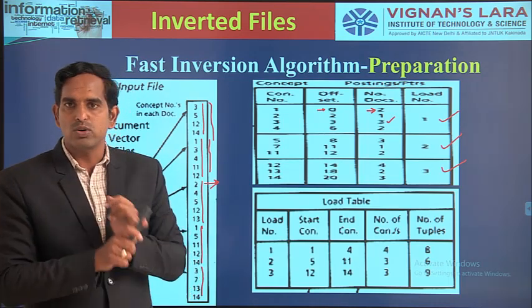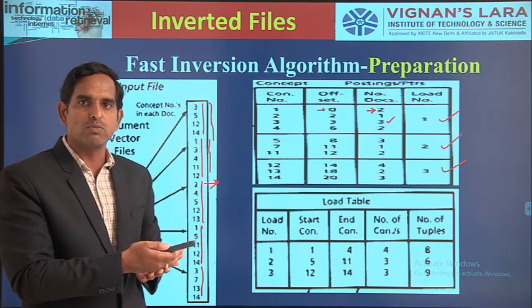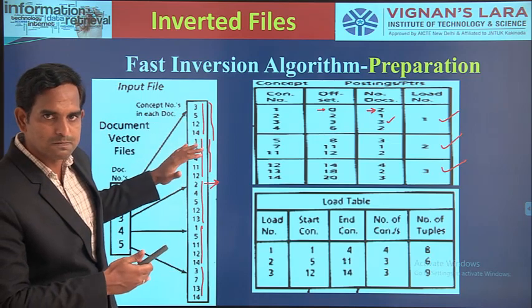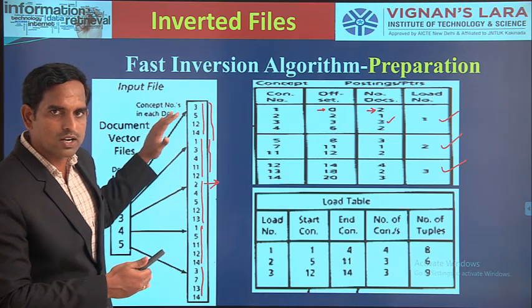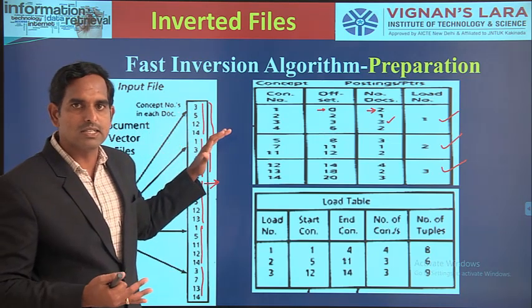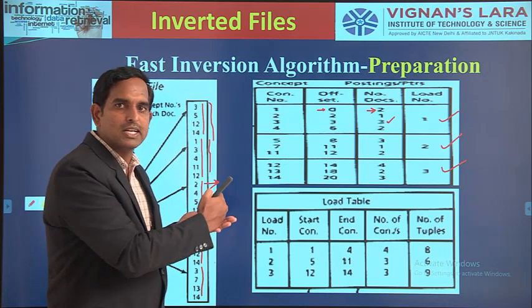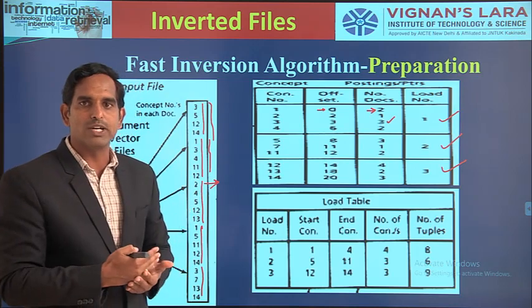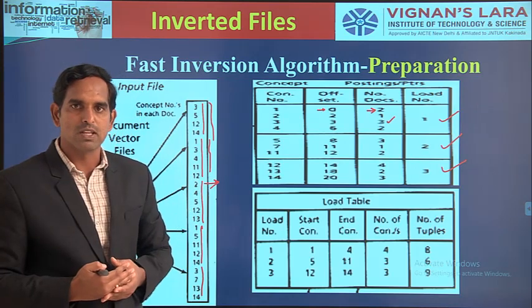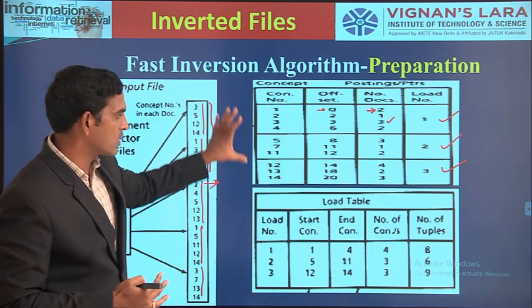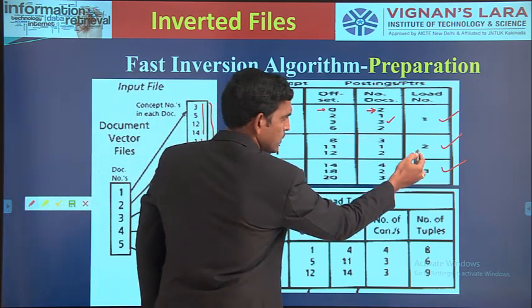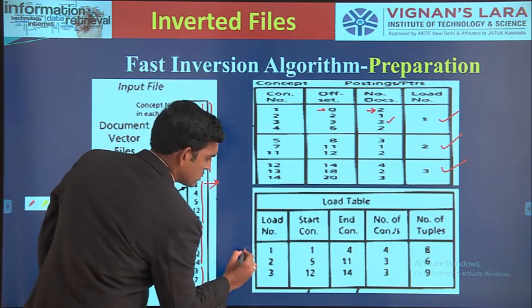So in order to use your main memory optimally for indexing, you should be able to break down your particular text file or your concepts file in such a manner that you should be able to break the particular thing down into memory loads. Those memory loads should be able to be loaded into your particular primary memory. So that is why you are going to have these 2 things. The first one, you are going to have loads.